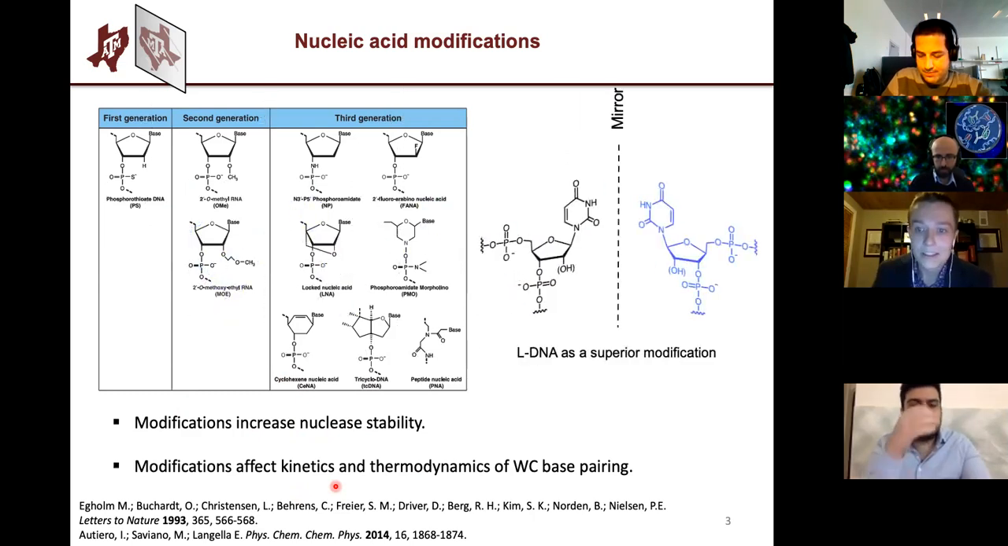I'm going to argue that L-DNA is a superior modification to these classics such as phosphorothioate, 2'-X, and all of these other things, with an exception being the peptide nucleic acid, which will come back around in the second half of this talk for the sequence-specific heterochiral interactions, and we'll see why that's important then.